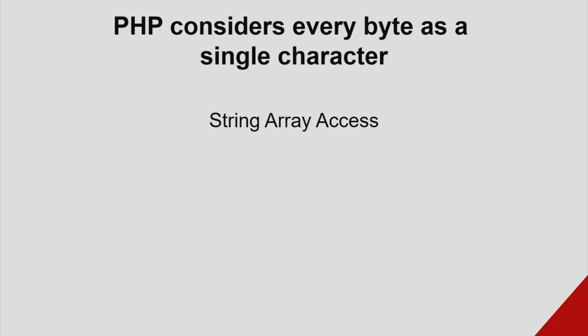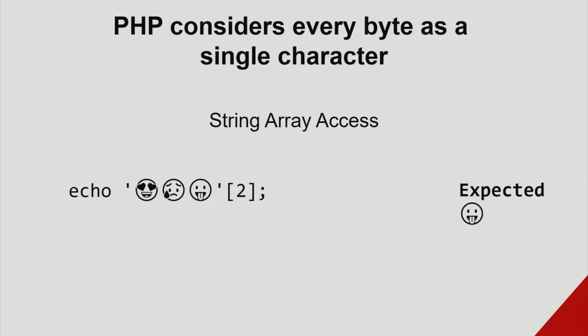And then there's another one called string array access. You probably don't do this. If you have a string, you can extract different characters from the string as if you're accessing arrays. So you have this one, and then you expect to get the emoji out, because there's a 0, 1, and 2. But for PHP, not really, because when you say the third byte, the 2 is the third byte. It's part of the emoji character, and it's not a real character. So this is also wrong.